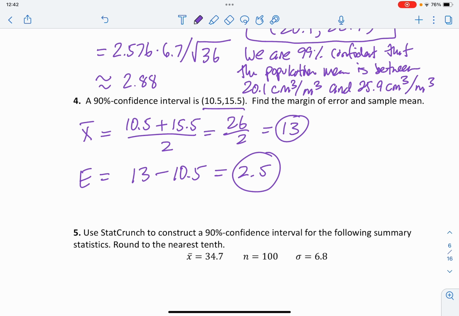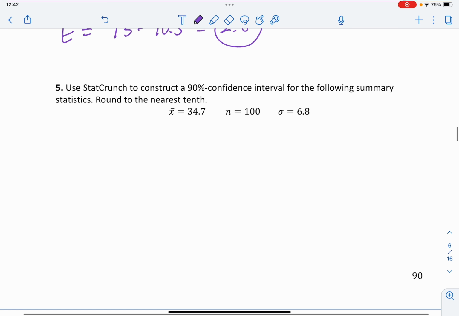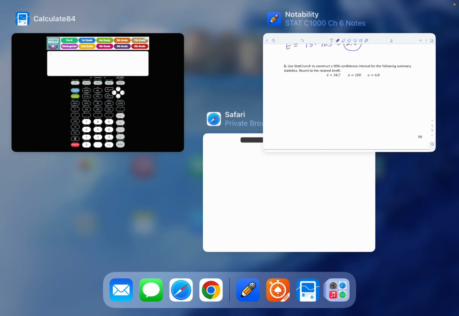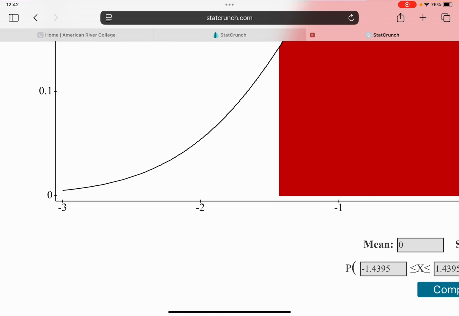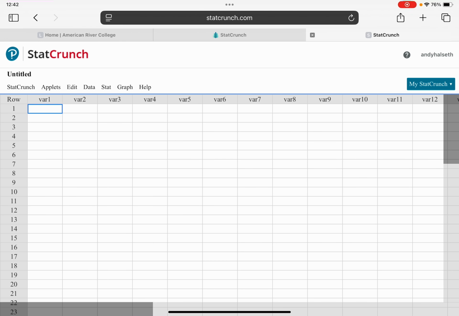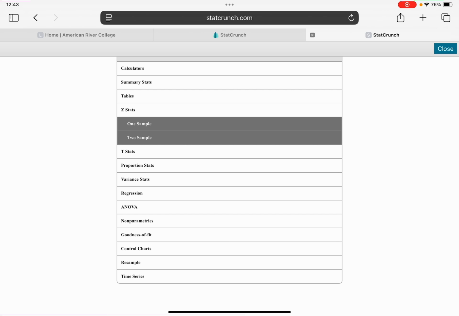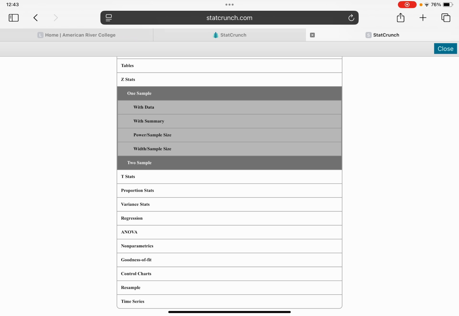The last thing we'll do on this video is fold in a little StatCrunch here. There is a StatCrunch feature that can construct an interval. So let's try this one. Where you go is, go back to StatCrunch, go back to our main page, right? We're opening StatCrunch. We're still going to stat, but now we're going to go down to a place we've never been before. It's the ZStat. So see that fourth one down, ZStat? I'm clicking on that. And I have 2 choices, 1 sample or 2 sample. This is just 1 sample. And of these, I'm going to choose with summary.